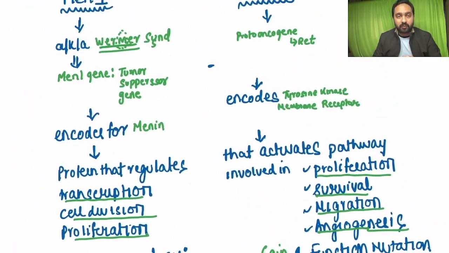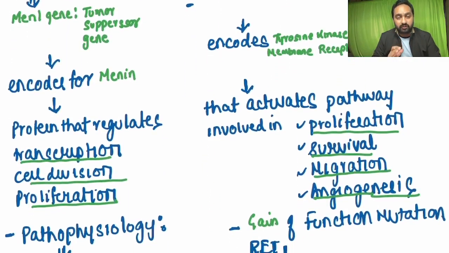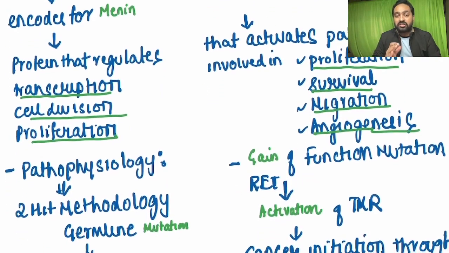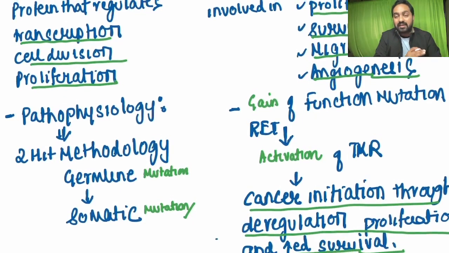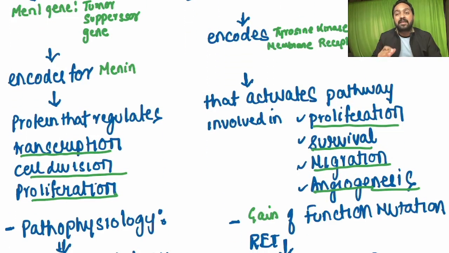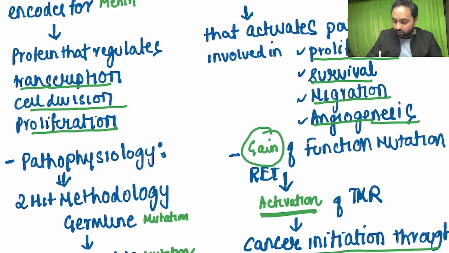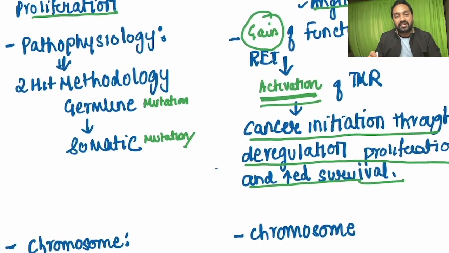In case of MEN 1, we have a tumor suppressor gene involved, which is the MEN 1 gene, which encodes for the menin protein that regulates transcription, cell division, and proliferation. So there is a two-hit methodology causing the germline mutation first and the somatic mutation, which in turn is going to lead to MEN 1 syndrome. In case of MEN 2 syndrome, we have a proto-oncogene involved, which is the RET proto-oncogene, which encodes the tyrosine kinase membrane receptor that activates the pathway involved in proliferation, survival, migration, and angiogenesis. And there is a gain of function mutation which causes the activation of tyrosine kinase receptor and initiation of the cancer through dysregulation, proliferation, and increased survival.